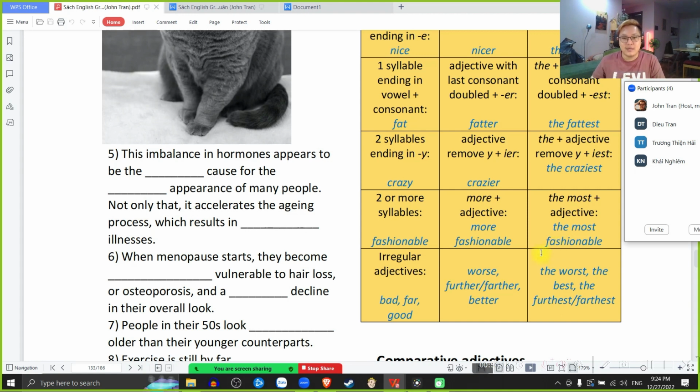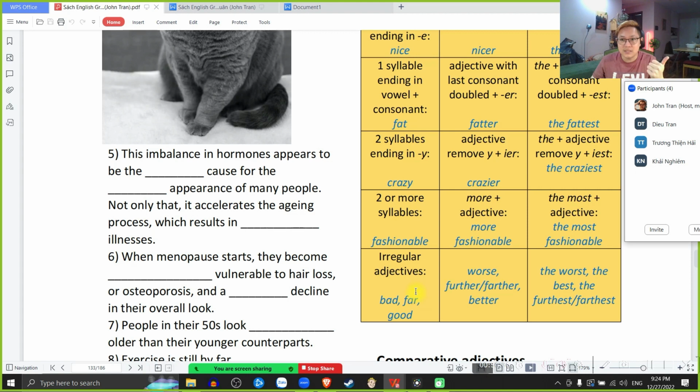And of course, there are irregular adjectives as well. For example, that was the worst. Farther or further. The farthest or the furthest.